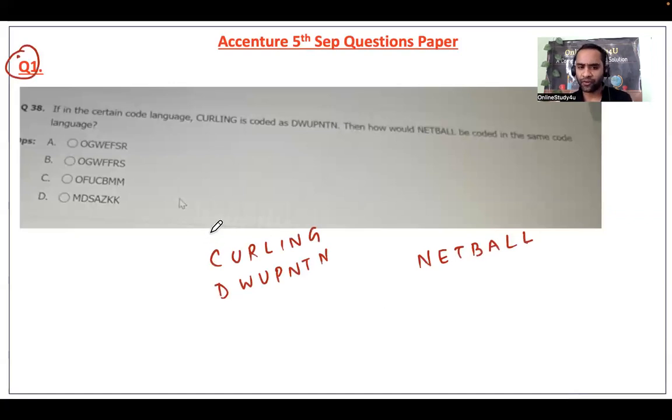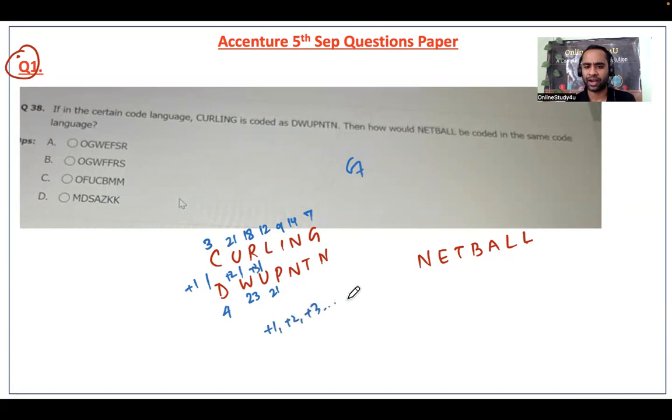The first thing you have to do is put the position of the alphabet. C is 3, U is 21, R is 18, L is 12, N is 14, and G is 7. So the first difference is 4, which means plus 1. W is 23, that means plus 2. U is 21, that is plus 3. So basically the logic is plus 1, plus 2, plus 3, and so on. So N plus 1, MNO, so the next letter will be O.